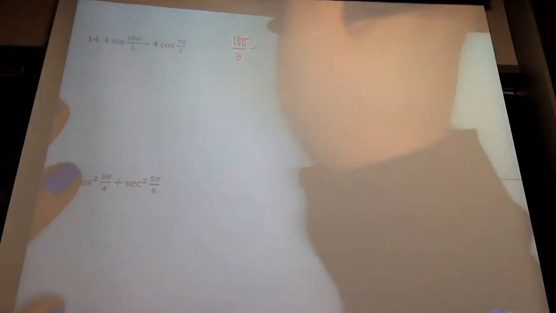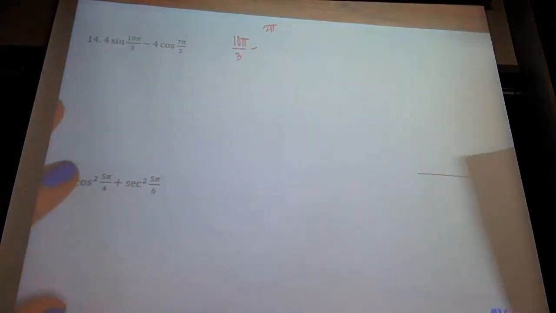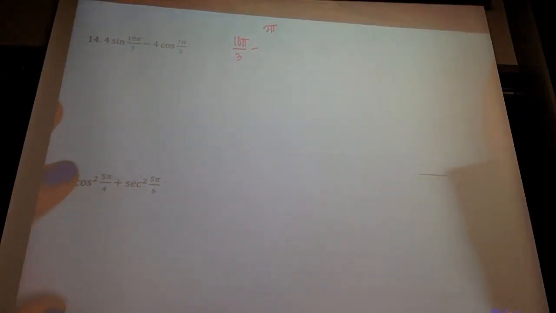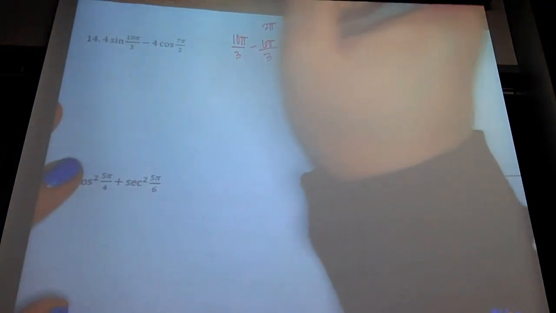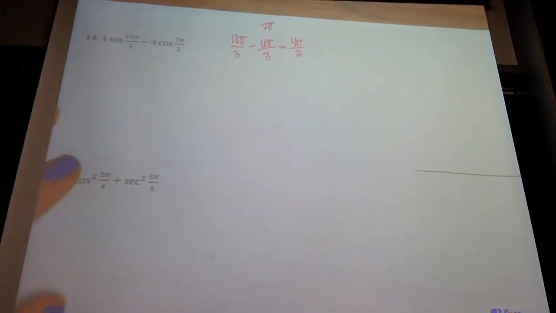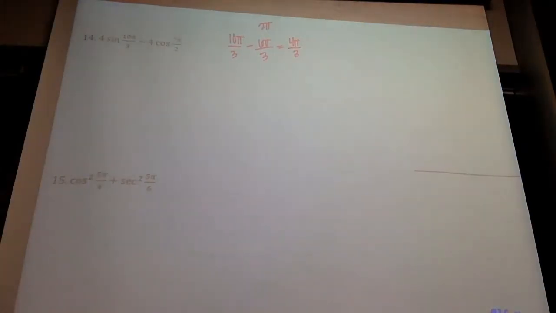Okay, so for 10 pi over 3, I'm going to subtract 2 pi. Now, I can subtract 2 pi, but I want to get a common denominator. So if I want to get it over 3, that would be 6 pi over 3, which gets me 4 pi over 3, which is in our unit circle.